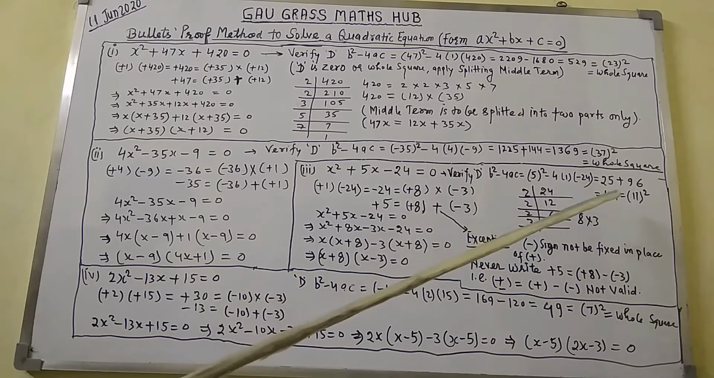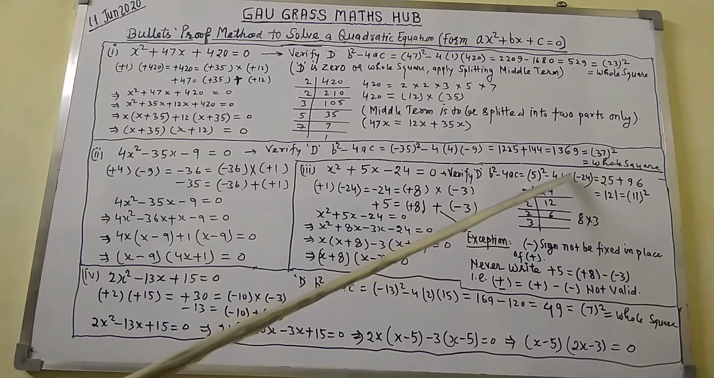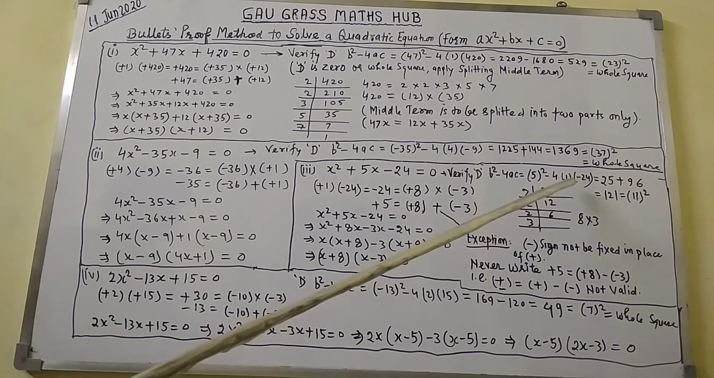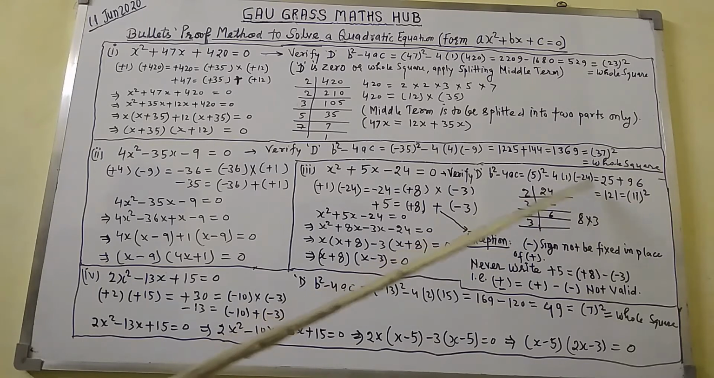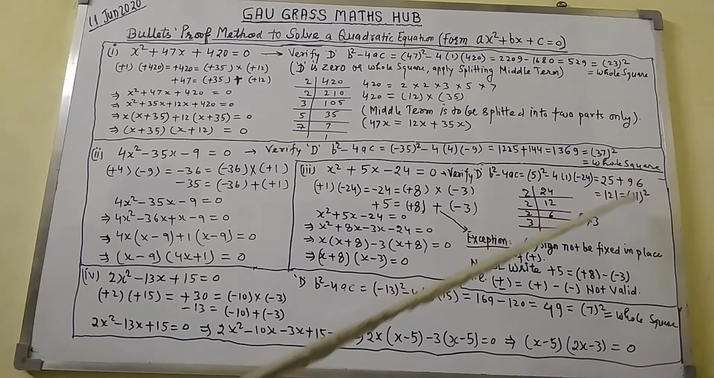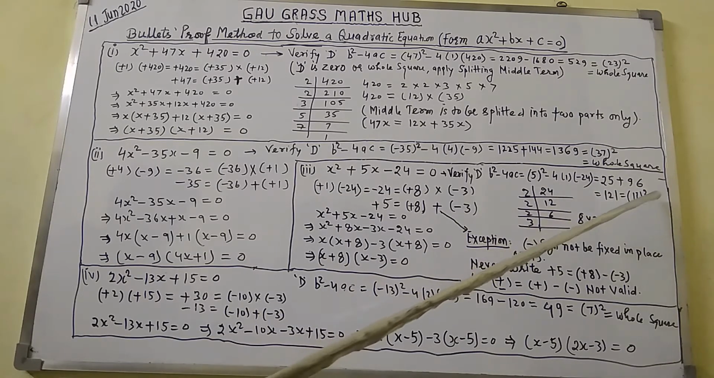25 whole square comes out to 25. Here you do minus minus, multiplied together, you will get plus here. And 24 will get multiplied to 4, comes out to 96. Here 25 will be added to 96, comes out to 121, equal to 11 whole square.